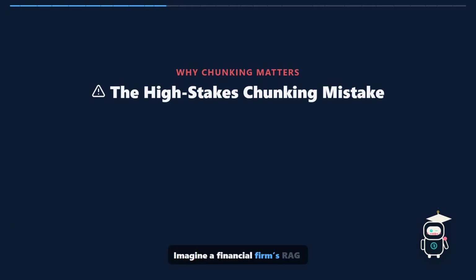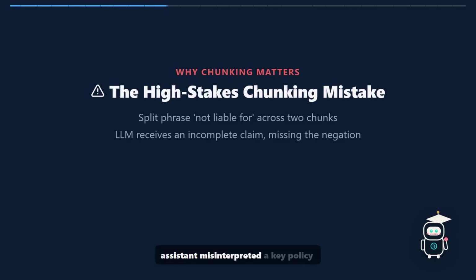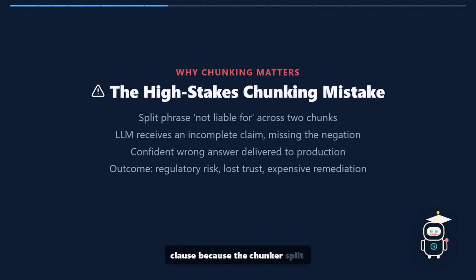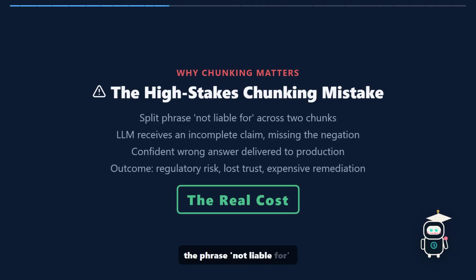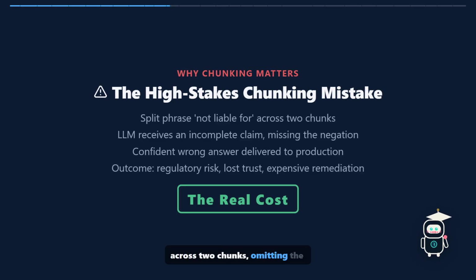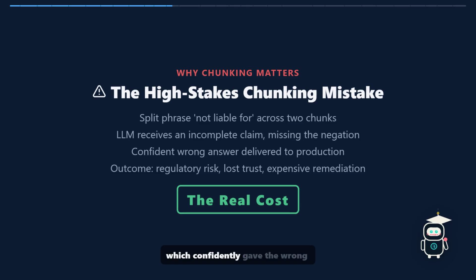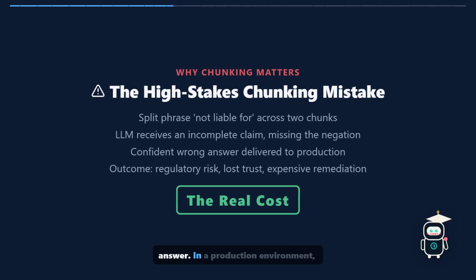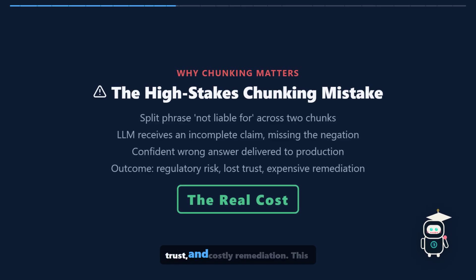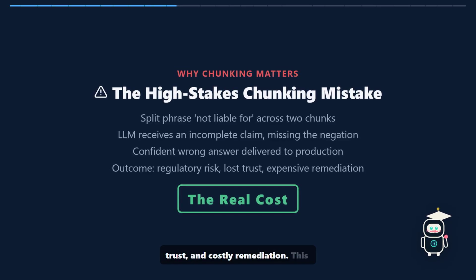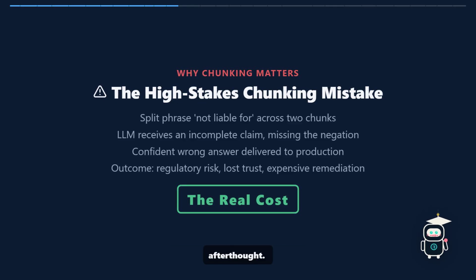Imagine a financial firm's RAG assistant misinterpreted a key policy clause because the chunker split the phrase "not liable for" across two chunks, omitting the negation. The retrieval handed an incomplete statement to the LLM, which confidently gave the wrong answer. In a production environment, that kind of mistake can trigger regulatory fines, lost client trust, and costly remediation. This isn't a toy example. It happens when chunking is an afterthought.